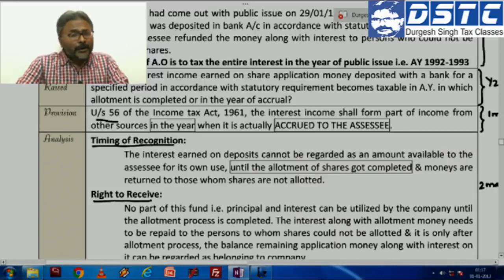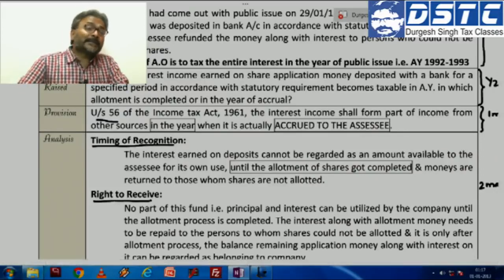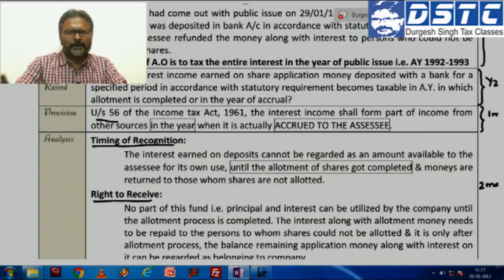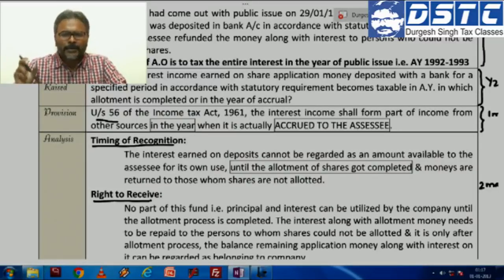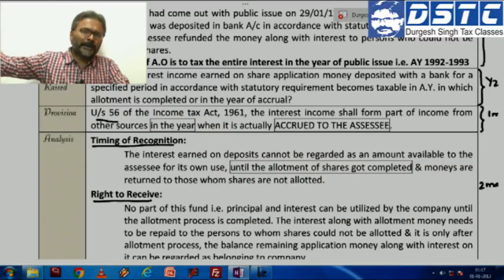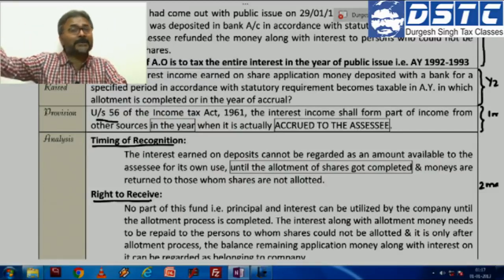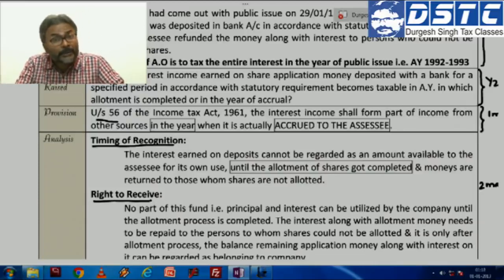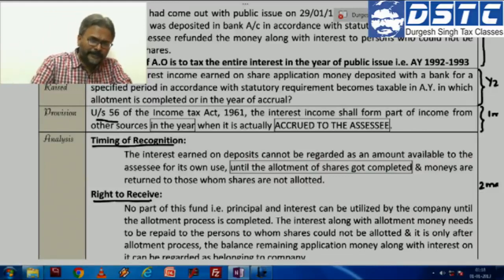that the interest earned on deposit cannot be regarded as an amount available to the assessee for its own use until the allotment of shares is completed and money is returned to those to whom shares are not allotted. This is a general observation: unless you make an allotment of the shares, that particular amount of interest cannot be said to be available to the company. And if tomorrow, on account of oversubscription, there can be a situation wherein the interest amount may have to be refunded. The share application money along with the interest amount has to be refunded.